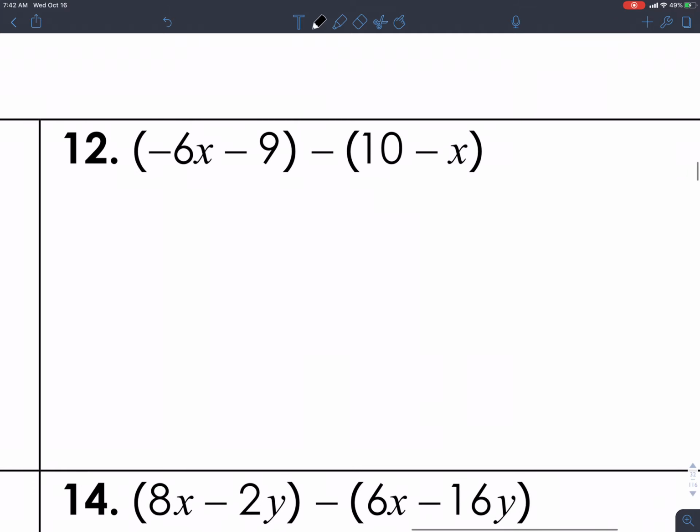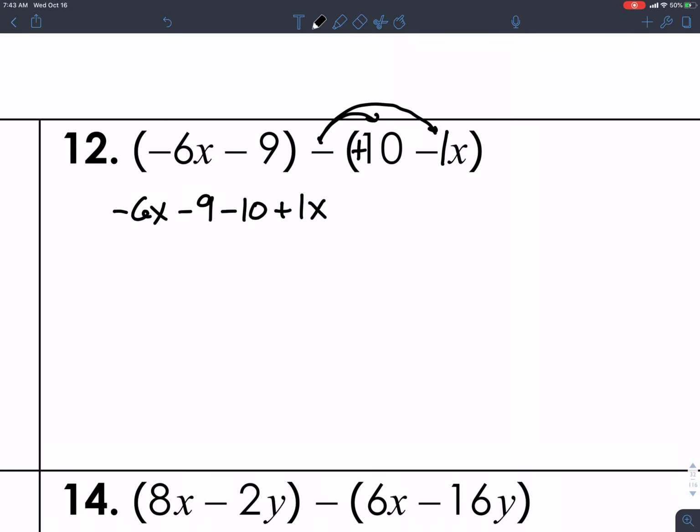Again, I can't do anything with what's inside these parentheses right here. So I'm just going to rewrite them. Negative 6x minus 9. This negative means I'm going to change the sign of everything. Well, this was a positive 10, right? There's no sign there. So that's going to become a negative 10. And that negative, and let's look at that negative x. That's a negative 1x, right? That negative is going to change that into a positive 1x. Okay, it's all it does. That negative in the middle is going to change the signs.